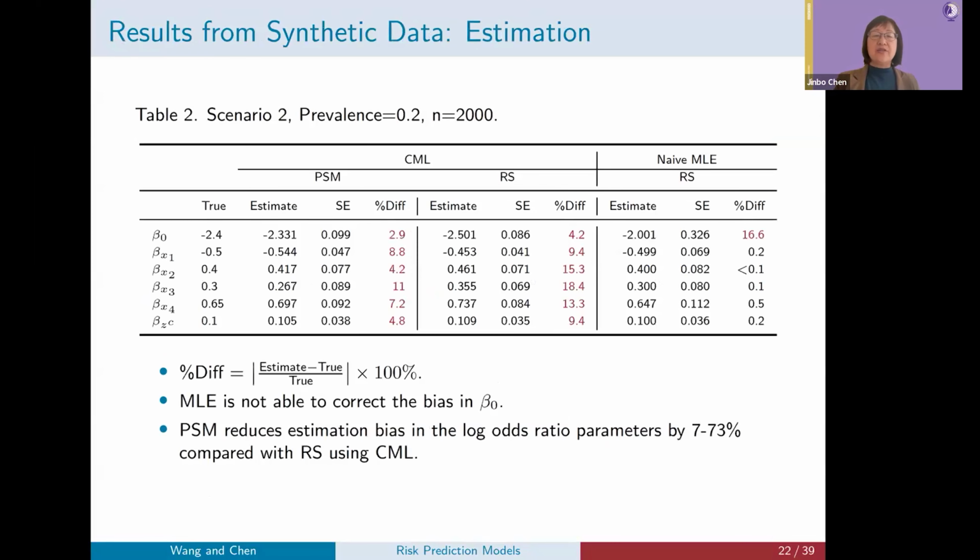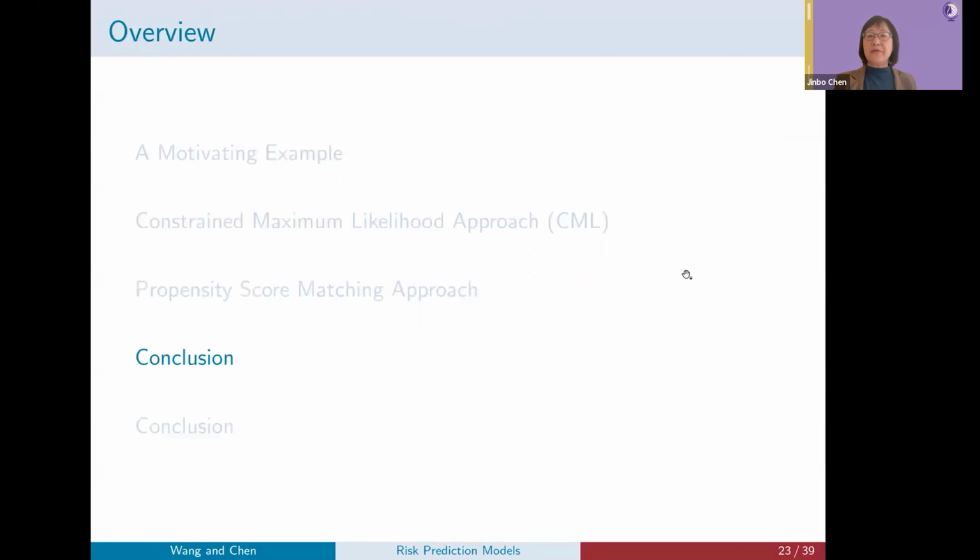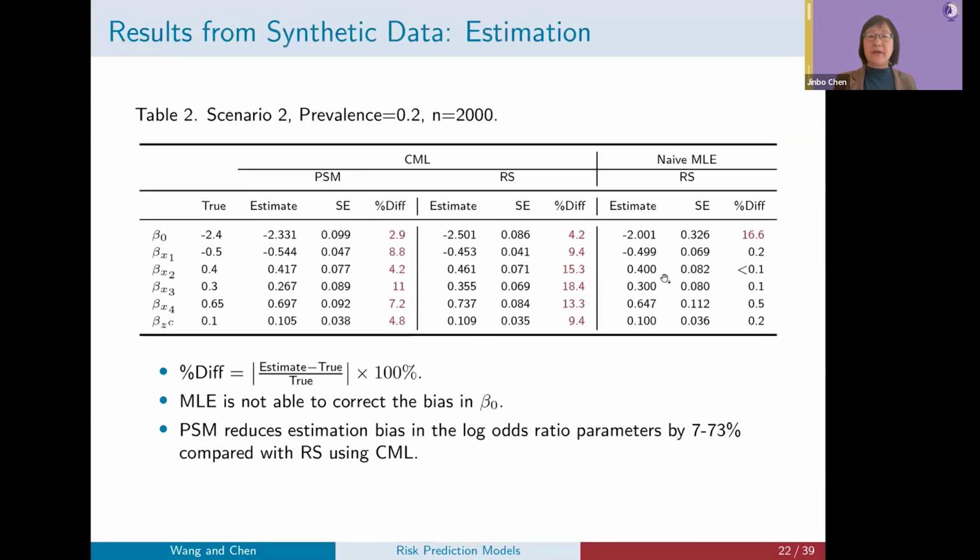In the end, I just want to show you two columns. If we did not do the matching, the naive MLE that just fits the standard maximum likelihood approach to the source data, we see a lot of bias looking at the red column. And our approach, combining the constrained MLE method and the propensity score matching, is nearly unbiased.